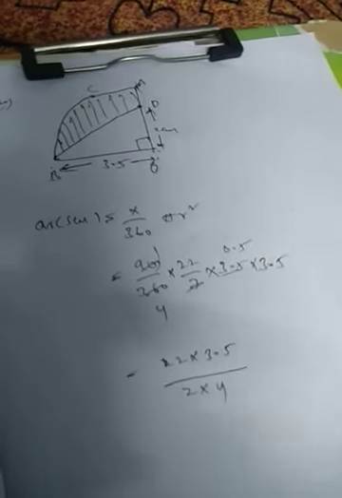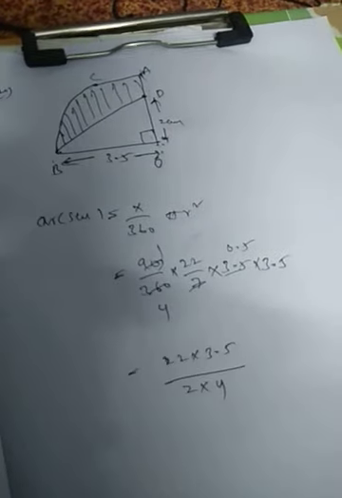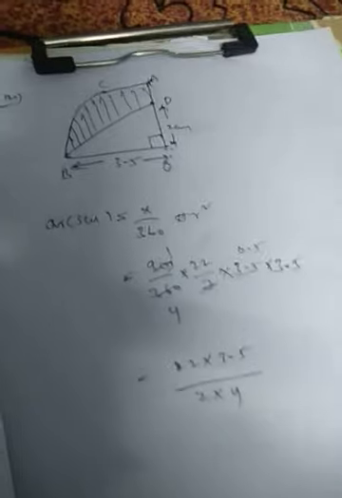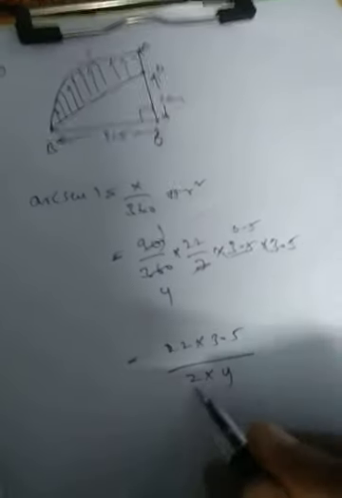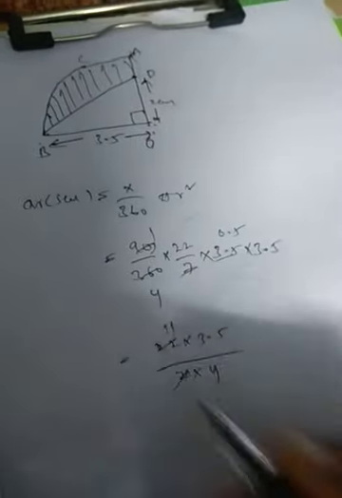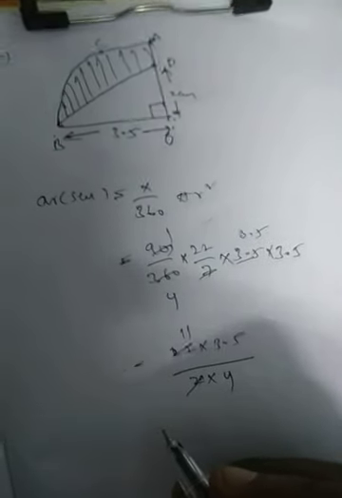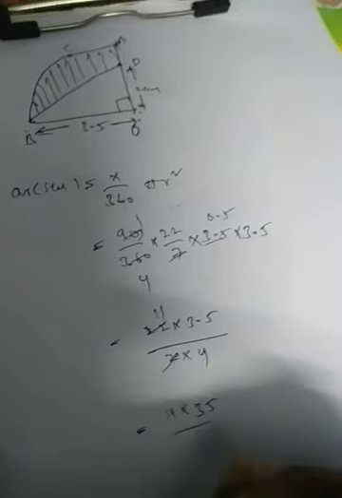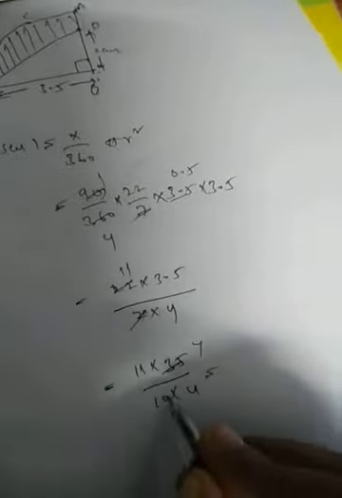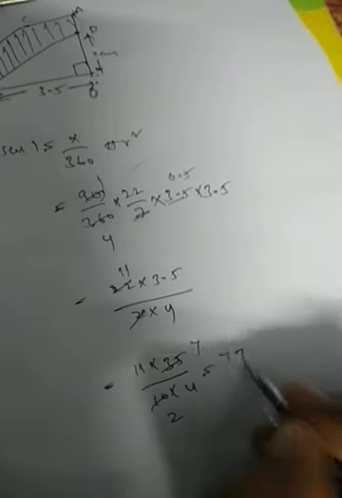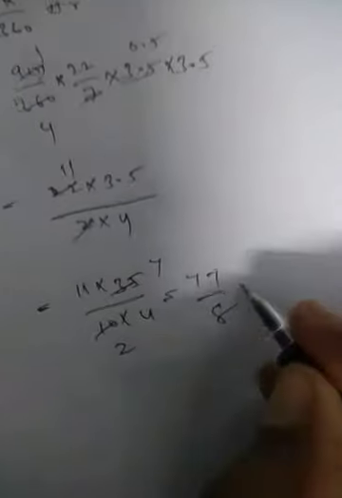So 0.5 I have taken as 1 by 2. Still, how can I write this one? There will be cancellation, 2 ones are 2, 11 ones are 11. Let us take it as 35 by 10 into 4, better. So it can be given as 5 sevens are 35, 5 twos are 10, 11 sevens are 77, 2 fours are 8. 77 by 8 centimeter square.